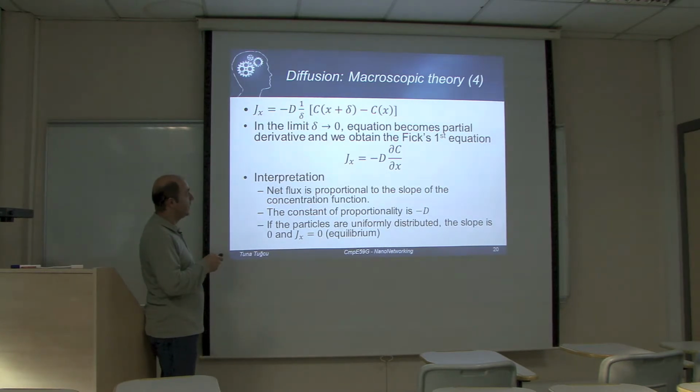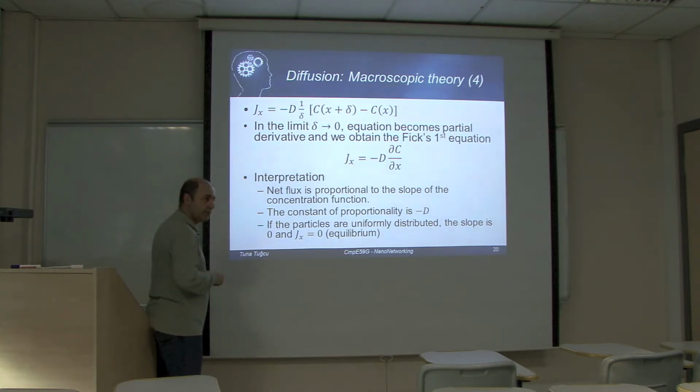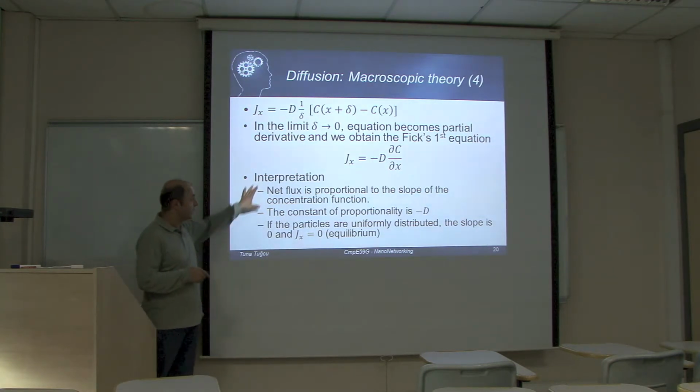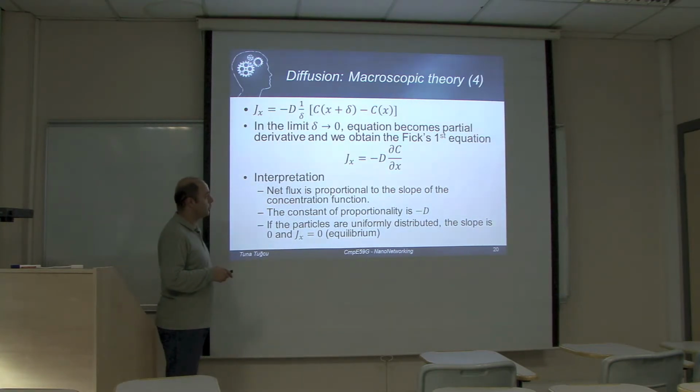Now, if I take the limit as the step size goes to 0, then this equation becomes a partial derivative, and we obtain Fick's first equation, which is flux is minus D times the partial derivative of concentration with respect to x. Okay? So what it means is the net flux is proportional to the slope of the concentration function.